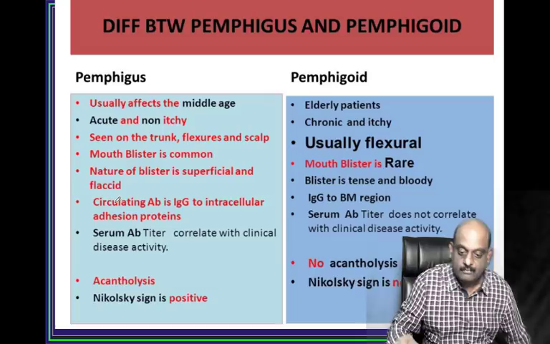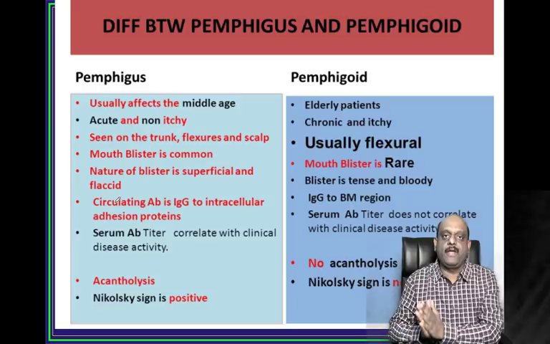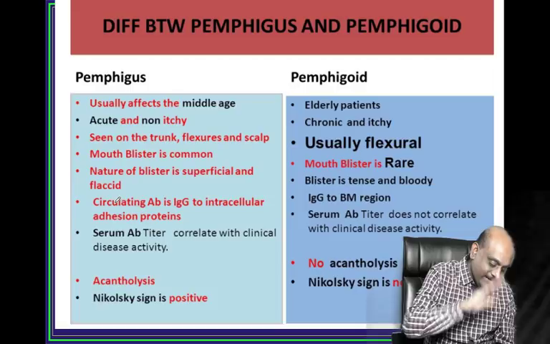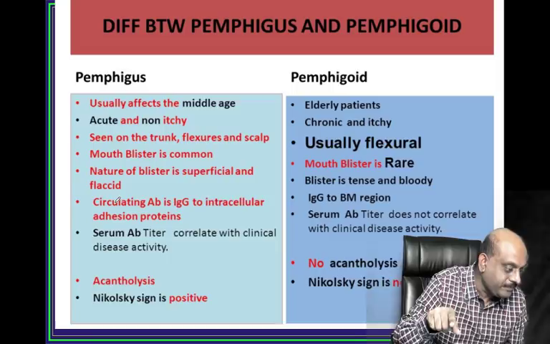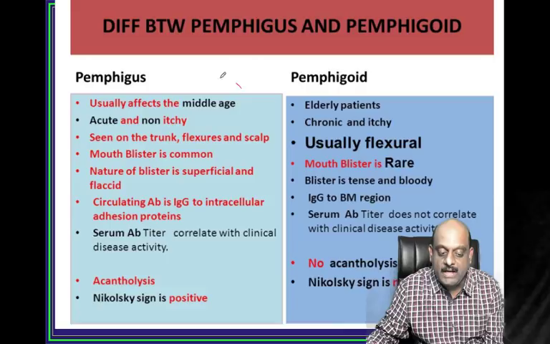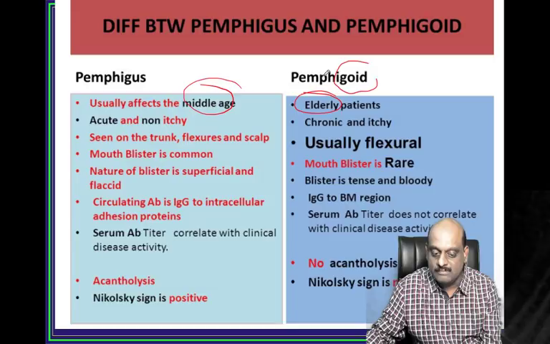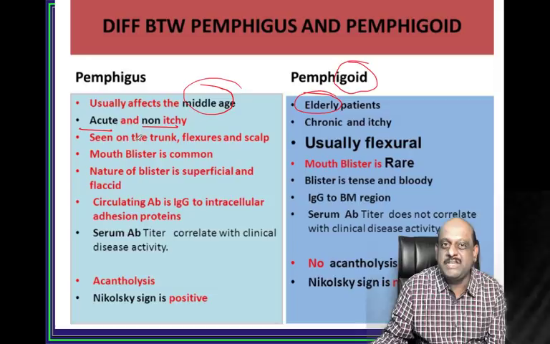Differences between pemphigus, pemphigoid. Pemphigus, pemphigoid. इस टेबल को पूजा करो क्योंकि डेफिनेटली एक क्वेश्चन आने वाला है. 100% I am giving you assurance, this is one table from which one question definitely comes. Pemphigus usually affects middle age, बराबर. Elderly person is pemphigoid. How do you remember? Somewhere you have to remember. Pemphigus is acute, non-itchy. Pemphigoid is chronic and itchy.